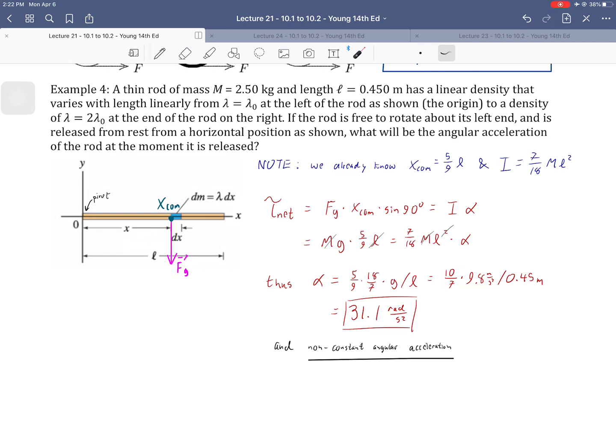You will always need those two pieces of information. In this case, we just happen to know them, so we could cheat. Okay. One thing to take note of conceptually is that this is a non-constant angular acceleration. Why is that? Why is it non-constant?